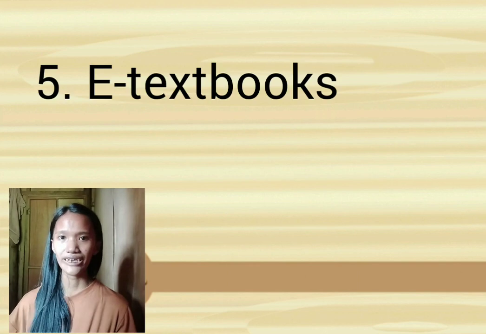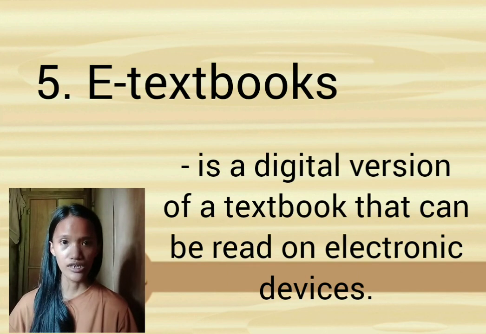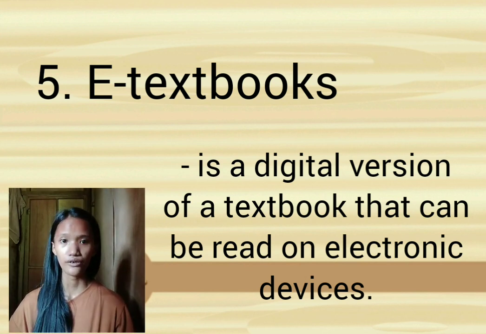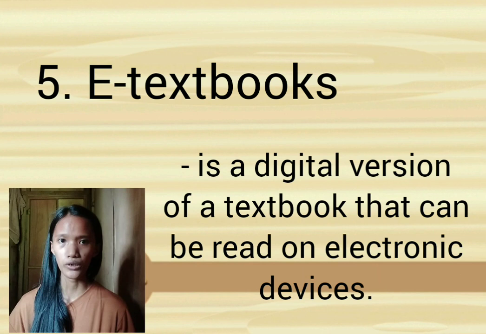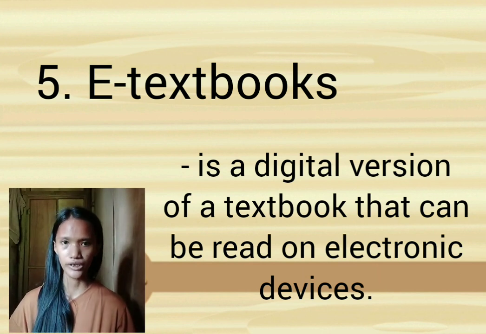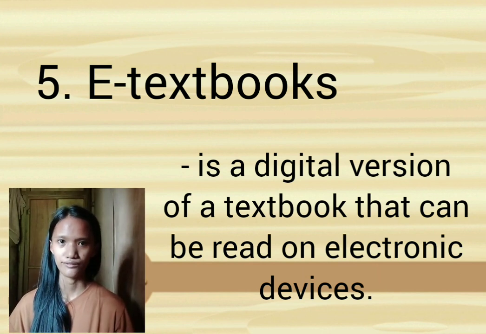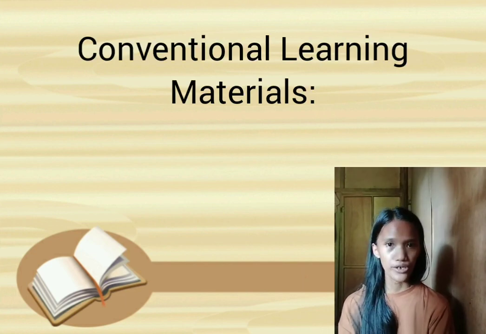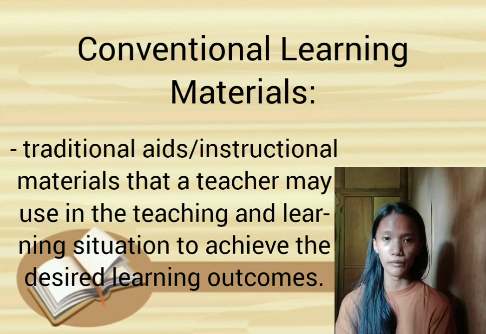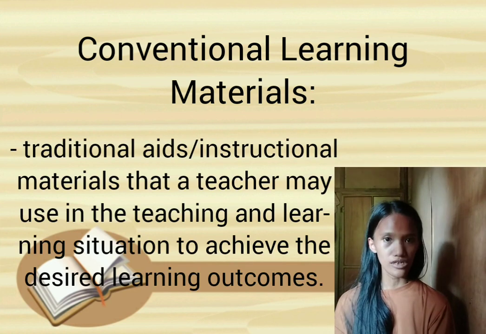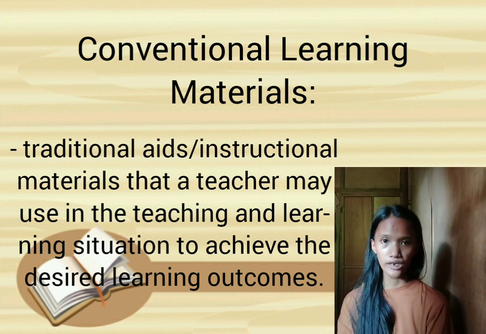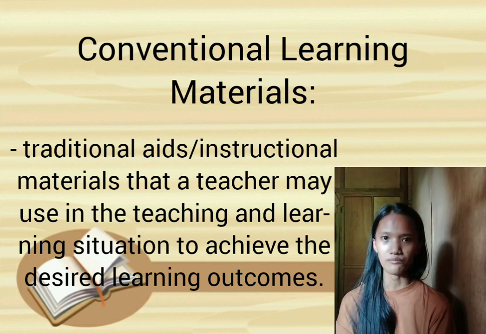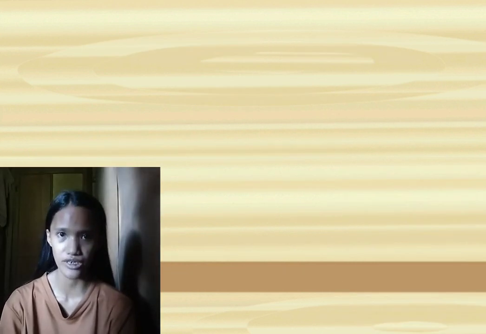Lastly, we have e-textbook. It is a digital version of a textbook that can be read on electronic devices. So if a book is tangible, an e-textbook is non-tangible. And now, we will talk about conventional learning materials. These are materials that are used by teachers to teach the students and to obtain the desired learning outcomes. Here are some examples of conventional learning materials.